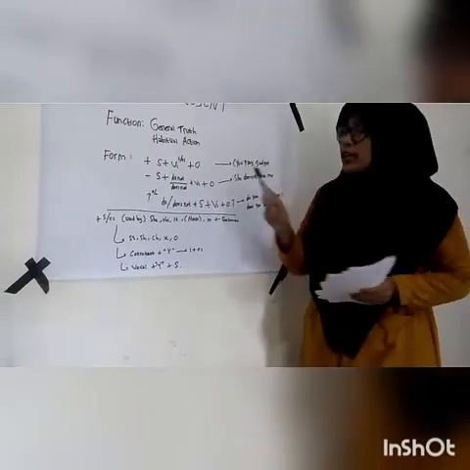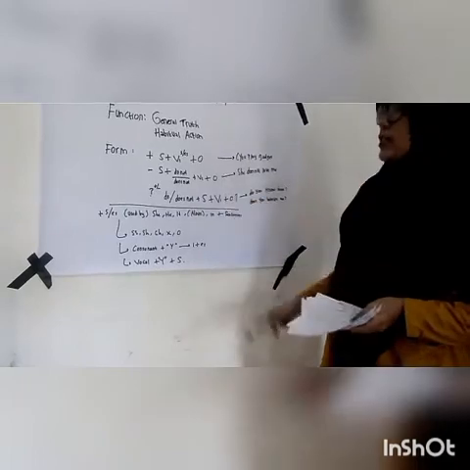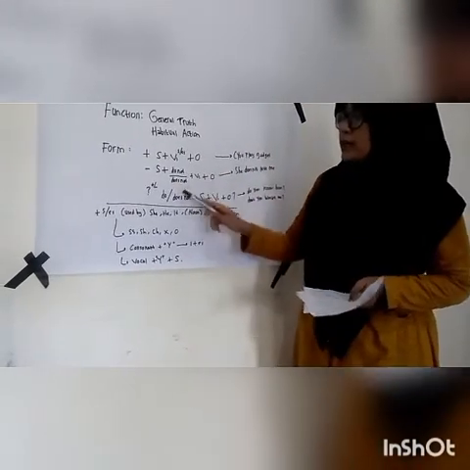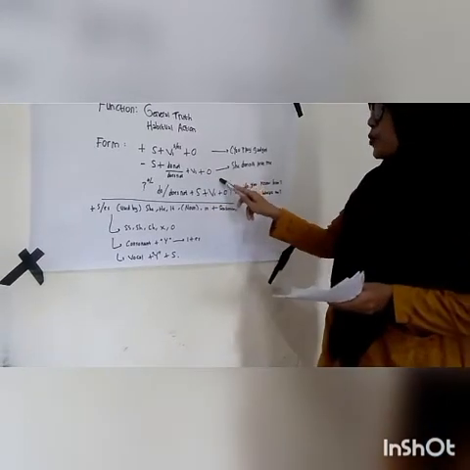Okay, next I want to explain to you about the negative sentence in simple present tense. There are subject plus don't or doesn't plus verb 1 plus object.